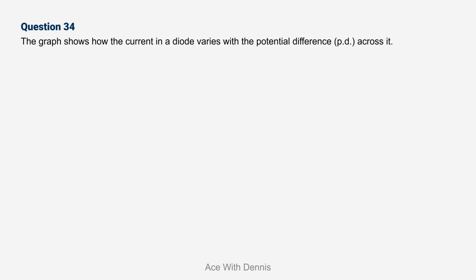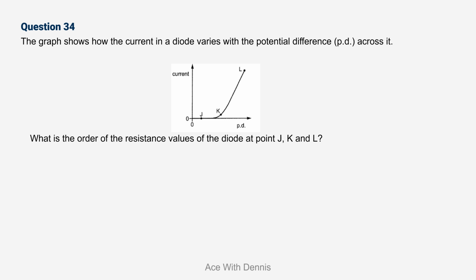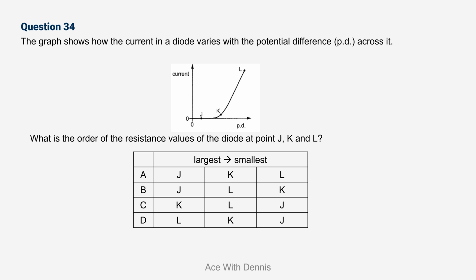Next question, question 34. The graph shows how the current in a diode varies with the potential difference PD across it. So here is the graph. Which is the order of resistance values of the diode at point J, K, and L? Here are the choices: A, J, K, L, B, J, L, K, C, K, L, J, or D, L, K, J, arranged from the largest resistance to the smallest resistance.